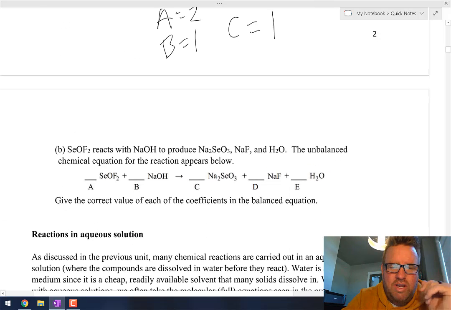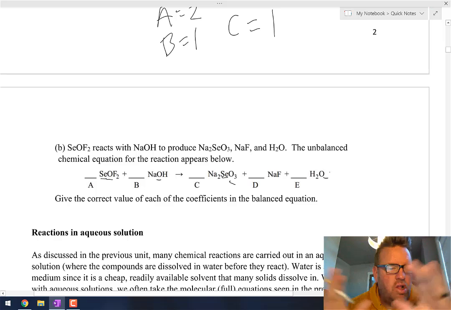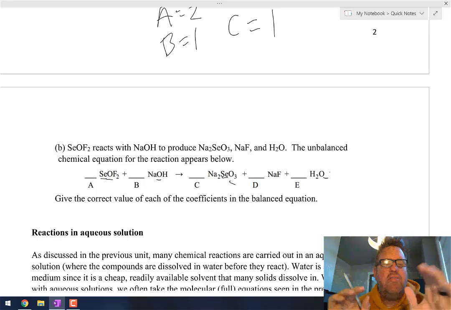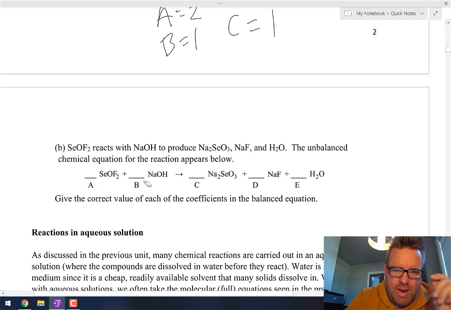Okay, this one was a little bit more challenging. You got to balance it, and again, they want the coefficients. So 1 selenium, 1 selenium. 2 oxygens, 1, 2, 3, 4 oxygens. Okay, this one's a little bit tougher because there's oxygen all over the place. Which one do I fix? Whenever that happens, this is a good example of wait for oxygen until the end. Typically, when you fix everything else, usually the oxygen will fix itself. Okay, so let's not worry about oxygen for right now.